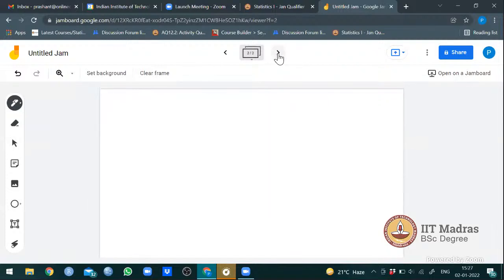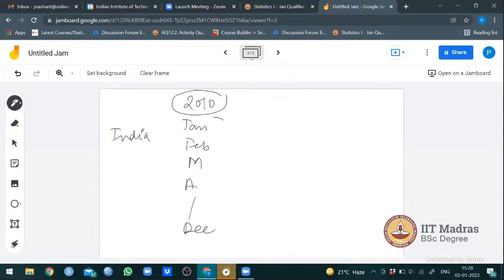No. See, suppose for the year 2010, I'm collecting the data monthly. For India, I'm collecting the data monthly, for January, February, March, April, up to December. Then it will be time series. Okay, so time should vary.